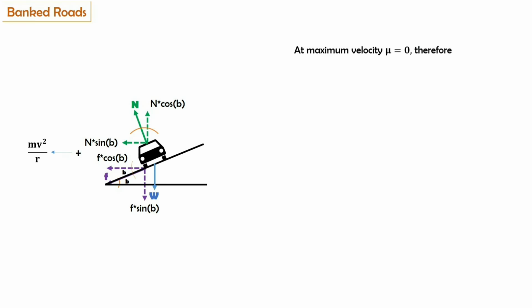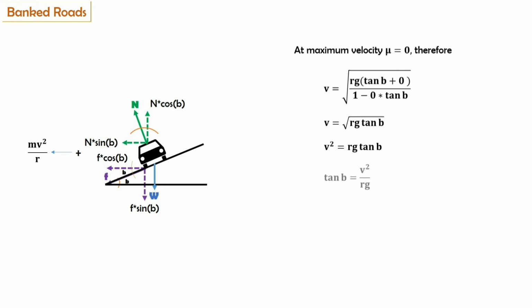Now let's try to find out the banking angle. So we know that at maximum velocity mu is equal to 0. Substituting this condition in the above equation, we will get v is equal to root over rg tan B. Now take the square on both sides. We will get v squared is equal to rg tan B. Now write the expression in terms of tan B, that is tan B is equal to v squared divided by rg. Now take tan inverse on both sides. On the left hand side, tan inverse and tan get cancelled, and we will get B is equal to tan inverse of v squared divided by rg. So this is the expression for the banking angle. So this is about the derivation.